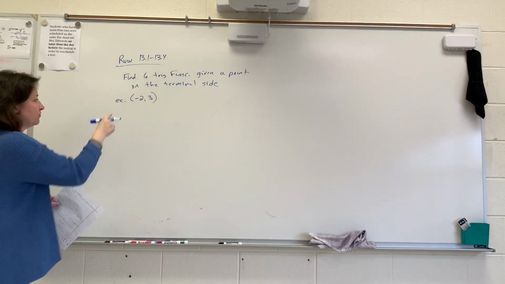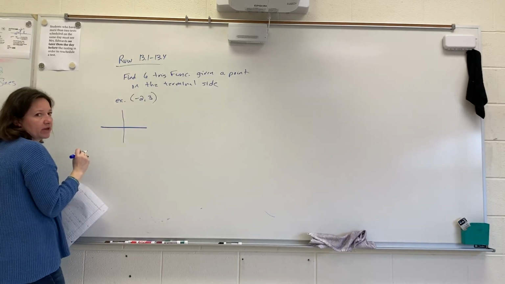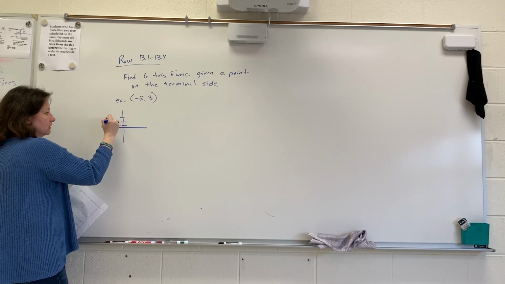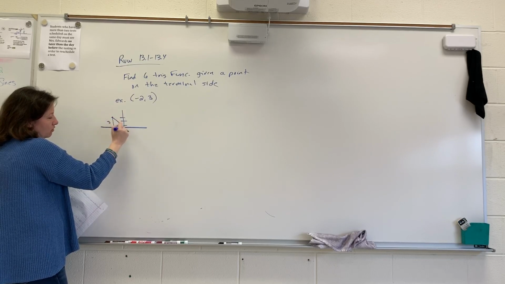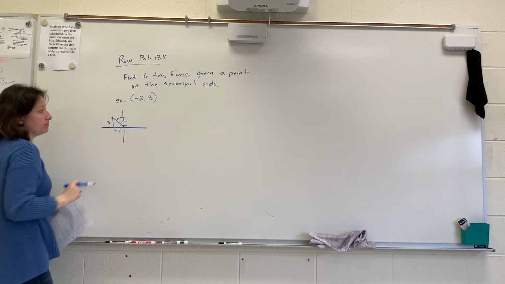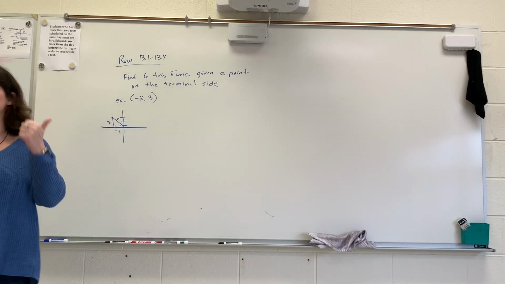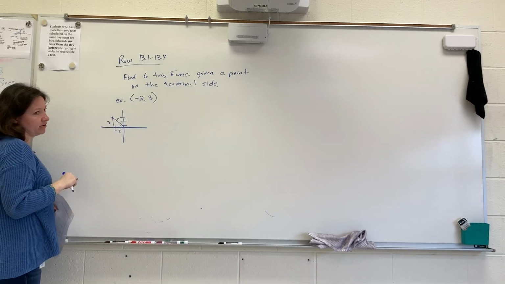First thing you need to do is figure out where this is located. So where is -2, 3 located? That's right, second quadrant. So I went 2 to the left, 3 up, and I made myself a triangle so that I can find my radius. Because in order to find the 6 trig functions, I need to know x, I need to know y, and I need to know r.